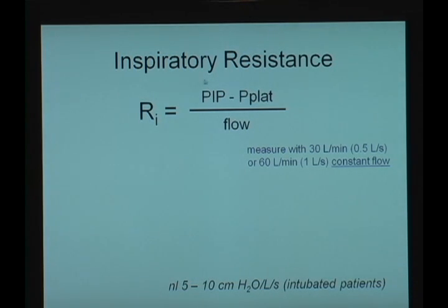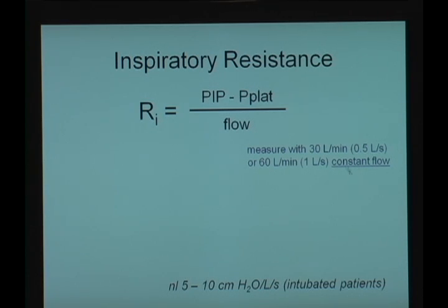So how do we calculate airways resistance then? The inspiratory airways resistance is the PIP minus the plateau divided by the flow. We have to do that on constant flow ventilation, so we cannot do it on pressure control. We cannot do it on a descending ramp of flow. So we have to change the ventilator to square wave, constant flow.